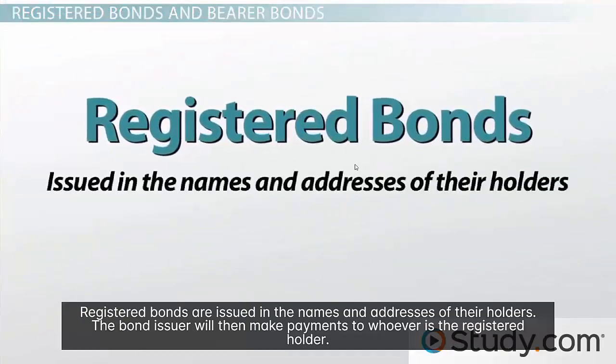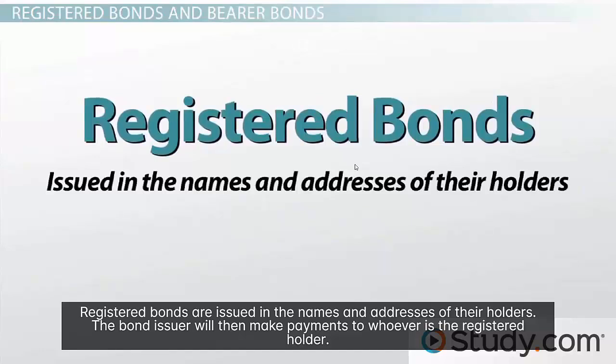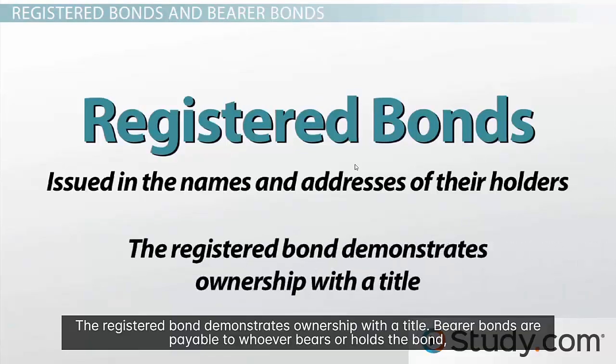Registered bonds are issued in the names and addresses of their holders. The bond issuer will then make payments to whoever is the registered holder. The registered bond demonstrates ownership with a title.